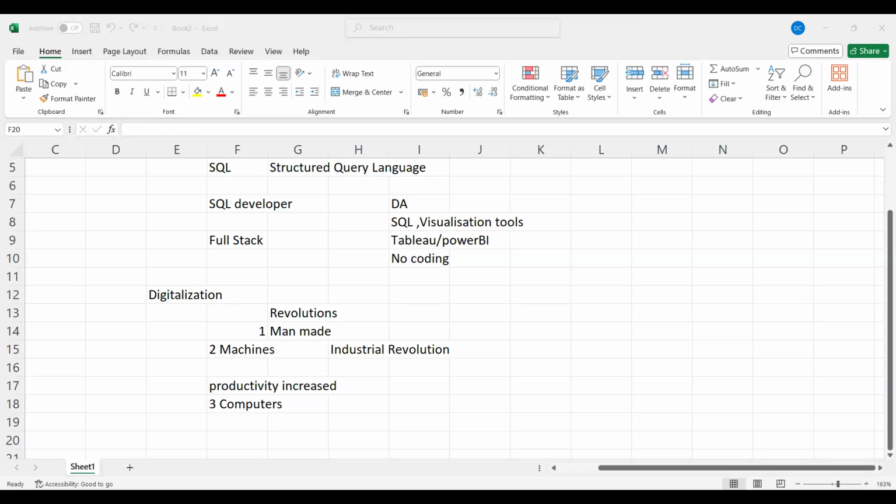Previously, whenever we are talking about the industrial revolution, if we wanted to store data, we used to store everything in maybe registers, books, like that, correct? But after computers came into existence, we started storing everything in computers only, right? So this is one of the revolutions, correct?